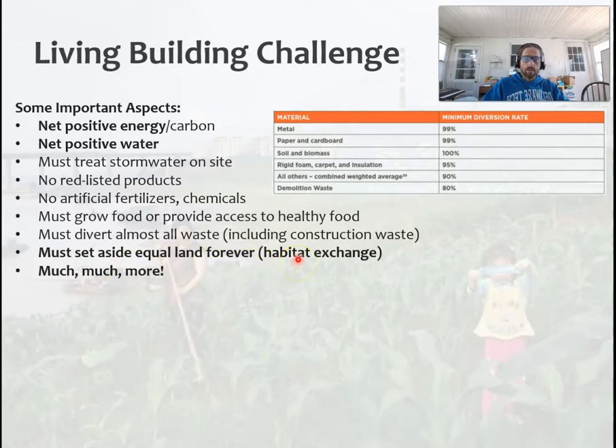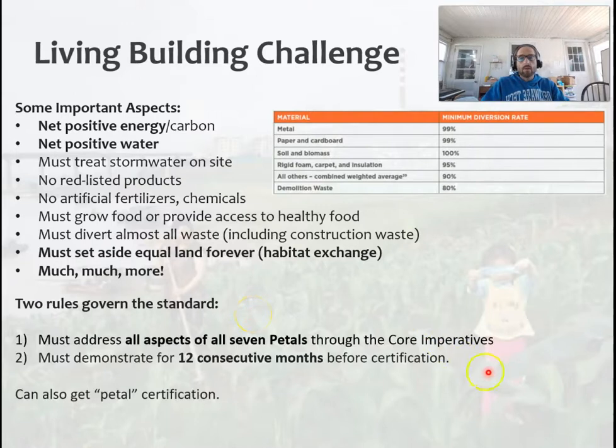This habitat exchange notion is that you're required to set aside an equal amount of habitat forever. So if I have a 10,000 square foot building, I have to have 10,000 square feet of natural land purchased and on a no-development lease forever, right? So you never can develop on that land, so it's permanently set aside. And there's a lot more of that as well. That's one really big difference with LEED: it's more holistic. They go to the nth degree for everything.